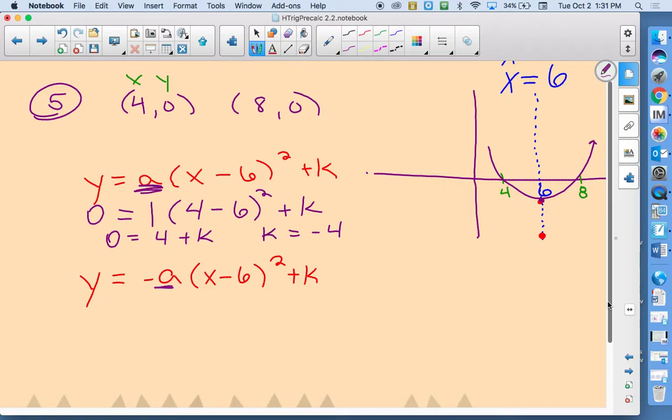Other questions? So to get the other side, you'd still use 0. We would use a negative 1 here instead of a positive 1. You can still use a 4. But this is going to be negative 4 plus K, so now K is positive 4. Questions? That's just one way.